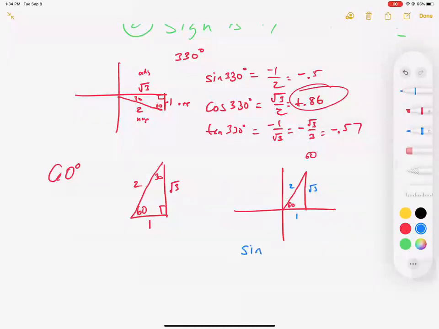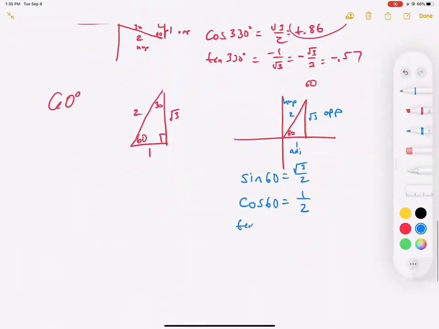What is the sine of 60 degrees now? 60 degrees is opposite, square root of 3 over 2. What's the cosine of 60 degrees? Cosine is 1 over 2, adjacent over hypotenuse. This is opposite over here. So we're just copying the three sides. Tangent of 60 is square root of 3 over 1.